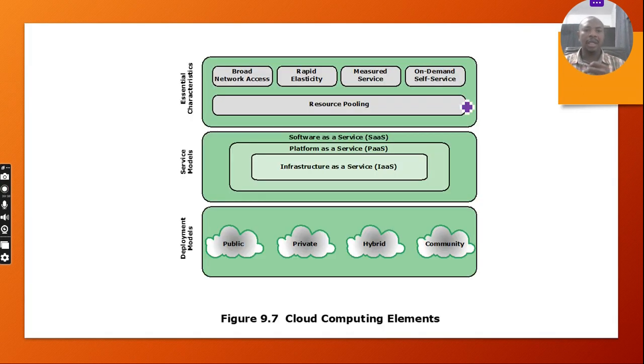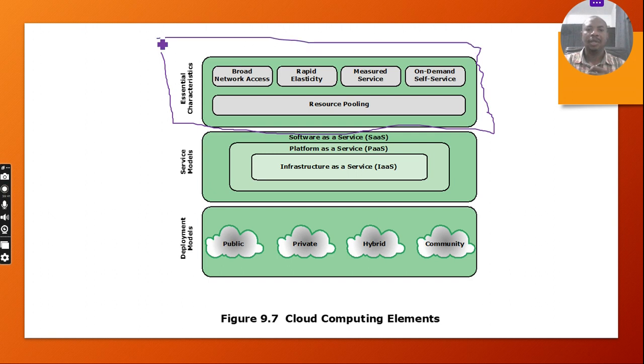Now, the first one is the essential characteristics, which are five. The essential characteristics for any cloud computing. One is broad network access. Two is rapid elasticity. Three is measured service. Four is on-demand self-service. And the fifth one is resource pooling.